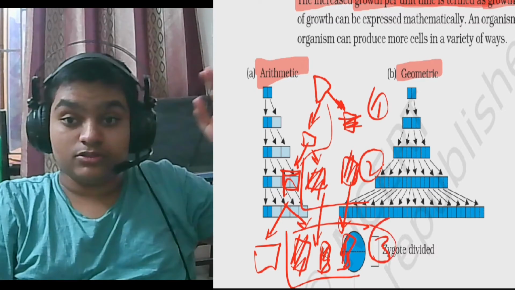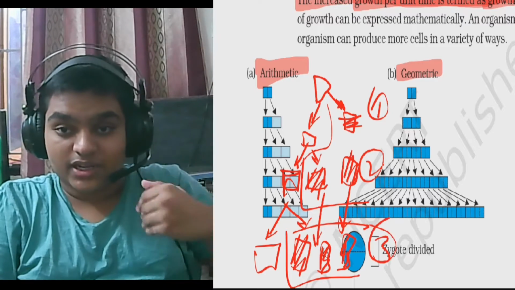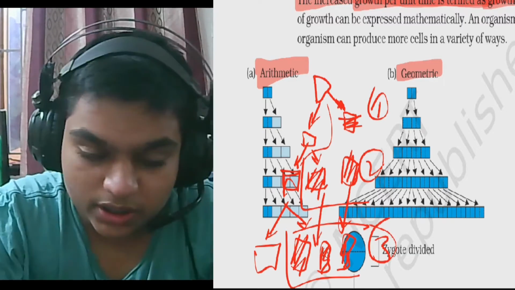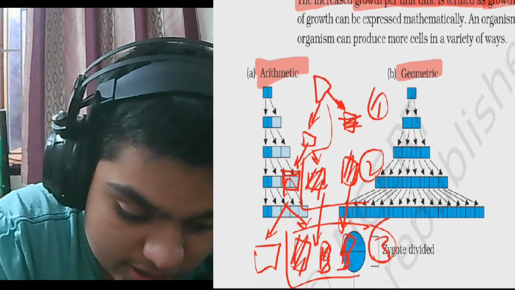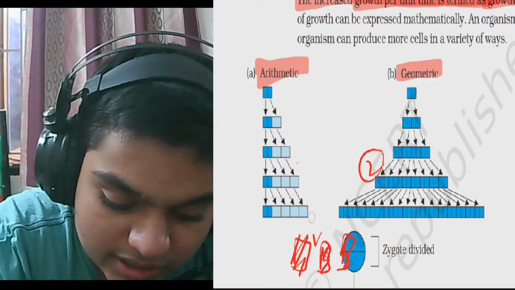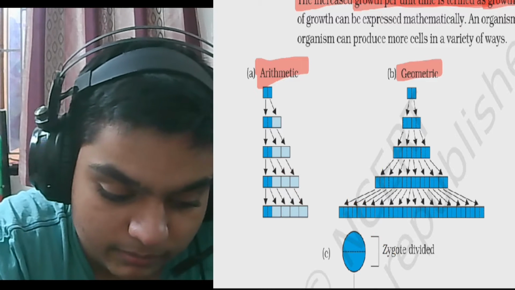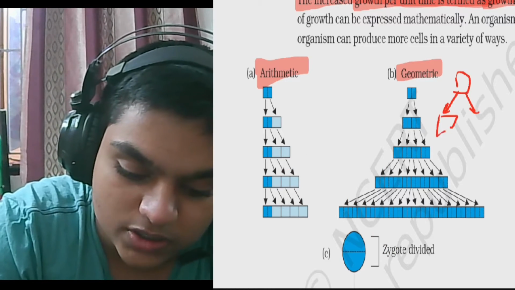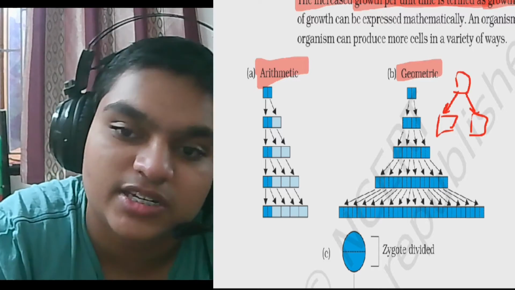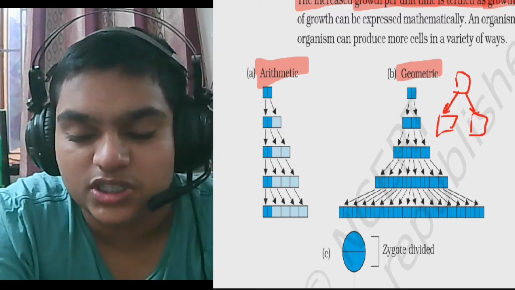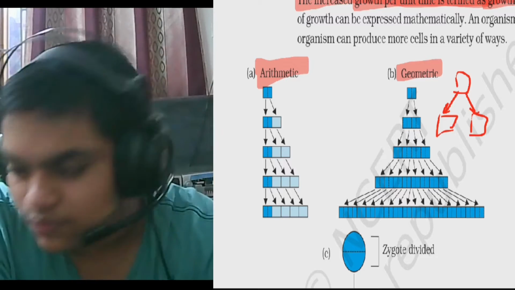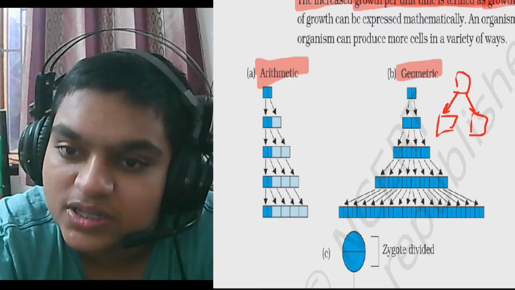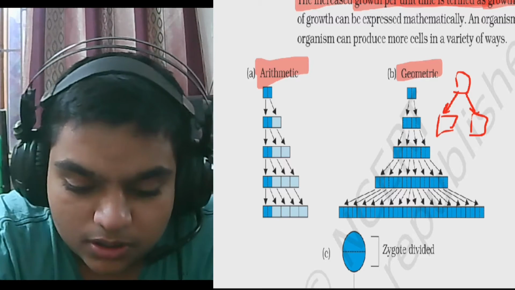Whereas coming to geometric growth rate, the cells do not differentiate, or you can say cells do not get matured, and these cells keep on dividing. One cell forms 2, 2 cells form 4, 4 cells form 8, 8 cells form 16, 16 cells form 32, 32 to 64, 64 plus 64, 128, and so on up to 512.